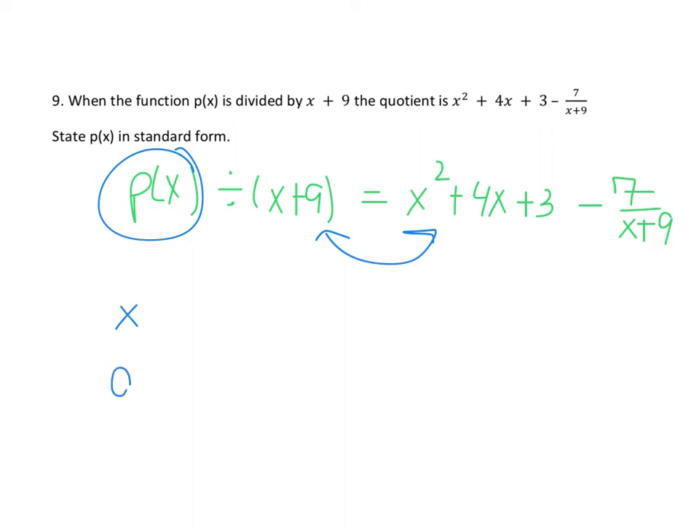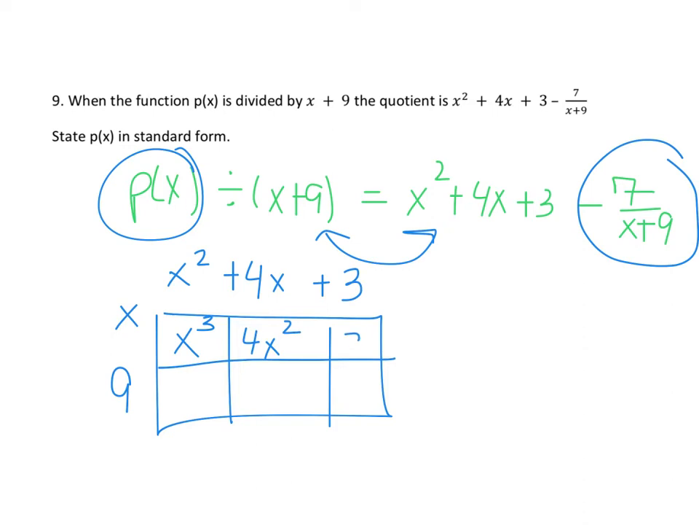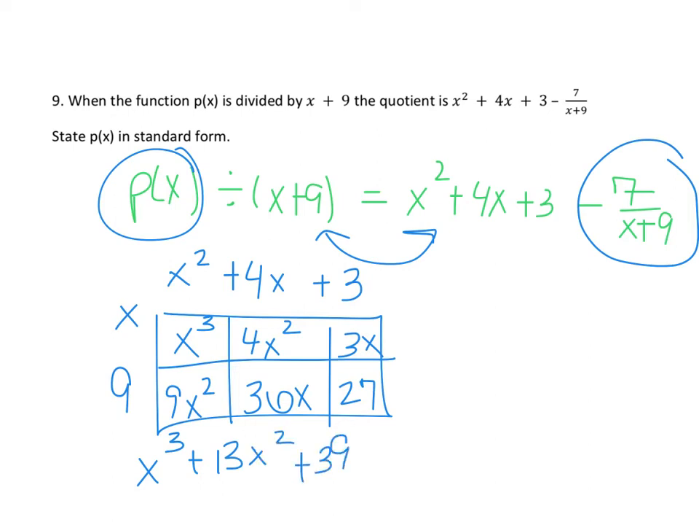Now, I think what's easiest for you to try would be the box method, but the only thing is that we have to do the remainder last, because that's what's left over. It needs to be added onto the polynomial. So I'm going to do x cubed, 4x squared, 3x, 9x squared, 36x, and 27. So I'm going to combine my like terms. x cubed plus 4, 9 and 4 make 13x squared, and then 36 and 3 make 39x plus 27.